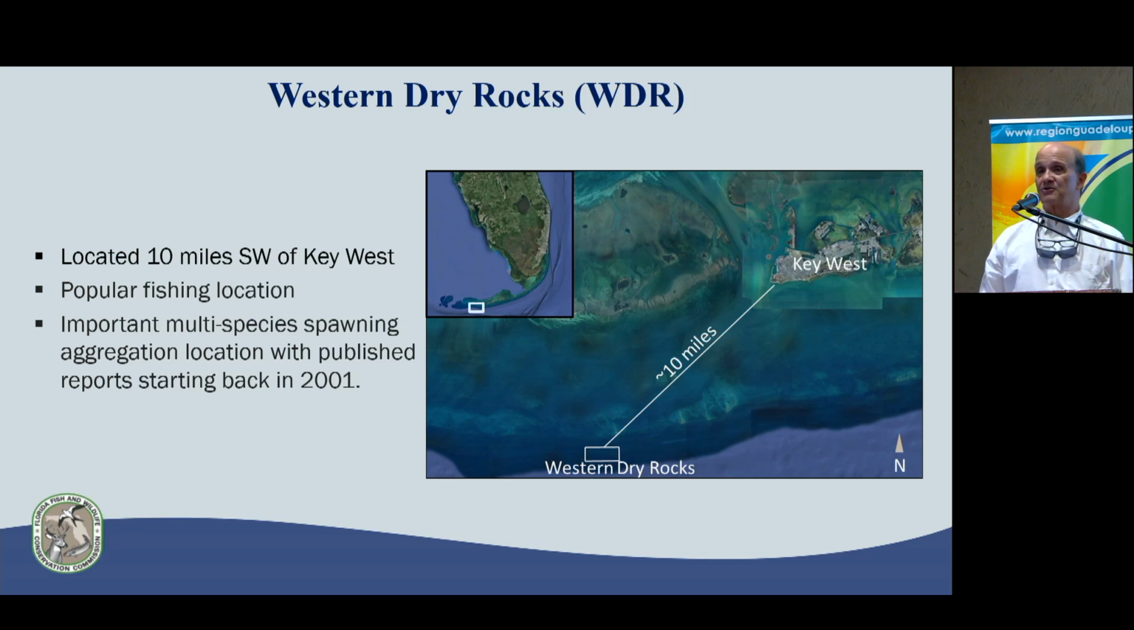Western Dry Rocks is located very close to Key West and very close to the mainland of the Keys. So it's an area that is accessible to everybody, and for many years it was very popular for fishing spawning aggregations, to the point that it was advertised on the radio from April to July, August: the moon is coming, so let's come to fish. It was a very well-known spawning aggregation, so it was not easy to work in this place.